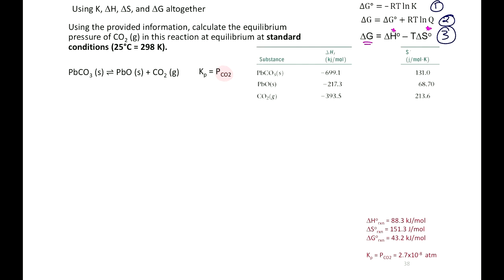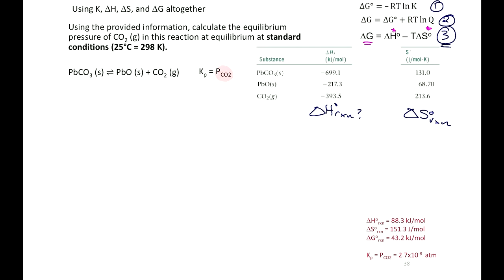298, because we're still at standard conditions. So this question is just a longer way to get to the answer. My strategy here is to calculate delta H of the reaction and delta S of the reaction, again products minus reactants, then plug those into equation 3. We should get the same delta G value that we got in the previous slide, and then plug that into the K expression, or the K equation.